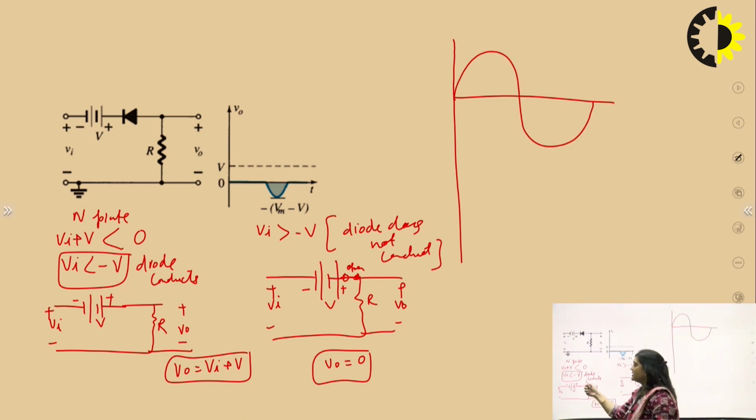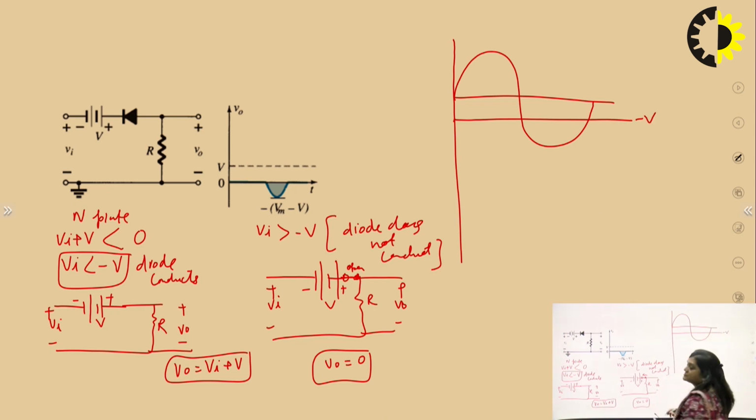Now we have to draw the threshold line. Here we can see Vi less than minus V, so we will draw this line here at minus V. Now the intersecting points: this is the intersecting point A1, we have to draw a line in this way. Another intersecting point is this, one intersecting point is this, another intersecting point is this.